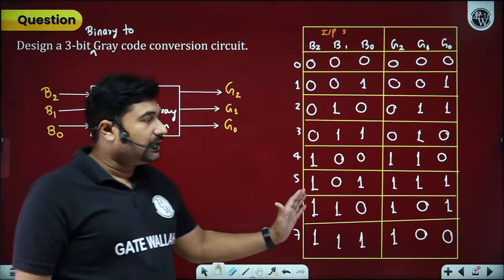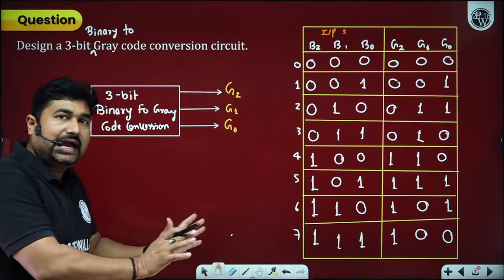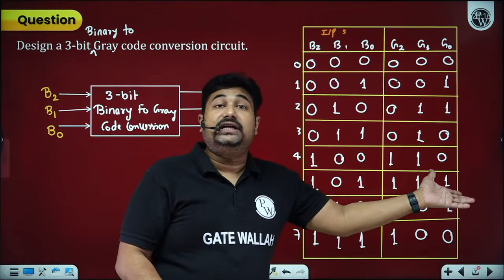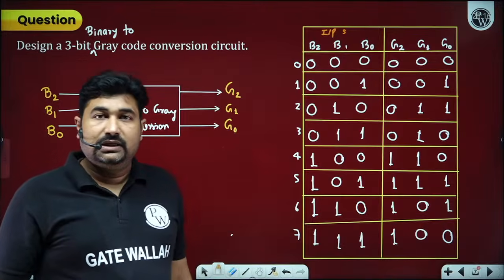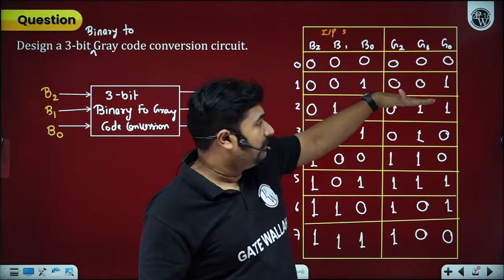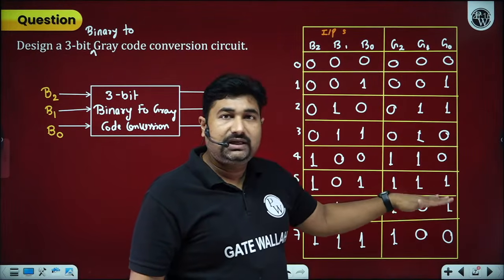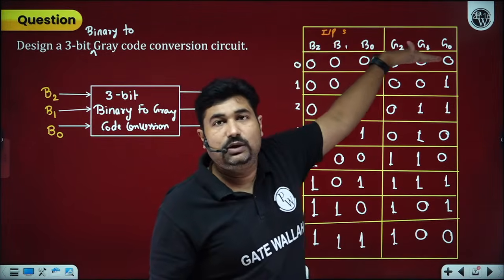Are all of you able to understand the input and output relation? I am giving an input binary code, and I want the output as a unit distance code where each successive number differs by only 1 bit. Is it okay? You can observe here from 0 to 1, 1 bit, 1 to 2, 1 bit, 2 to 3, 1 bit, 3 to 4, 1 bit, 4 to 5, 1 bit, 5 to 6, 1 bit, 6 to 7, 1 bit, and 7 and 0 also differ by only 1 bit.